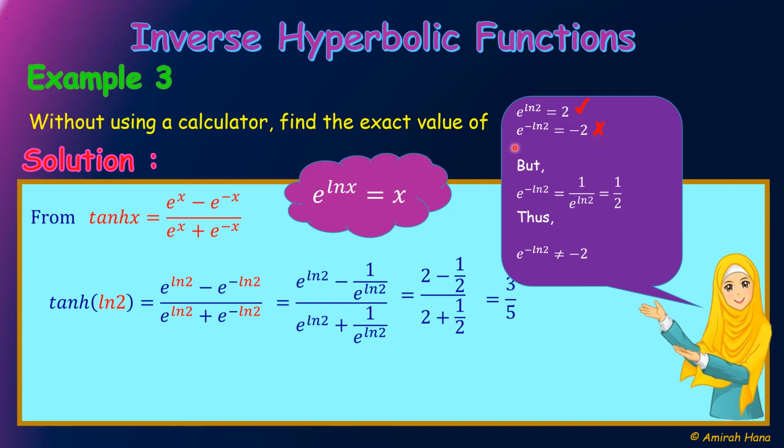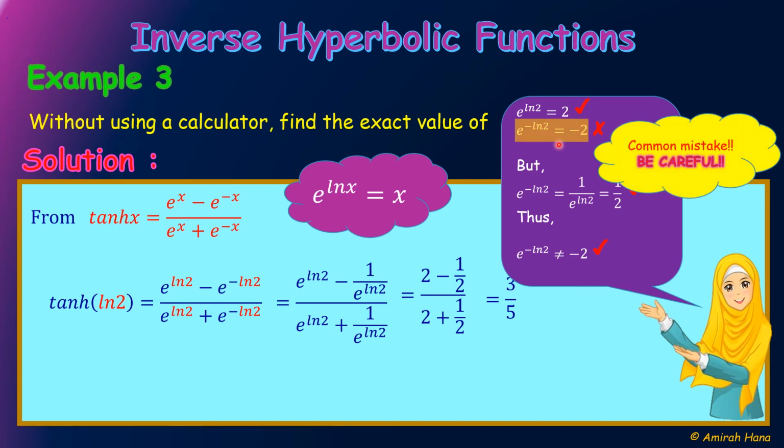Why is the second row wrong? Because we need to use the properties of indices to make the coefficient of ln positive. So the answer is half, not negative 2. This means e to the power of negative ln 2 does not equal negative 2. The third one is correct and the last one is also correct, but the second row is wrong. Students always use this value, so it is a common mistake. Please be careful.